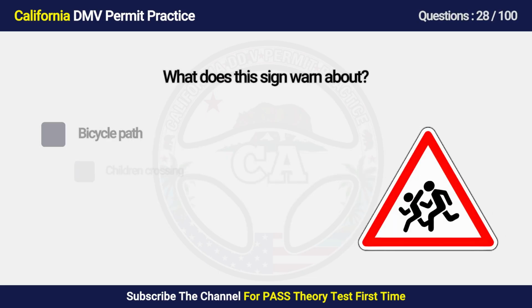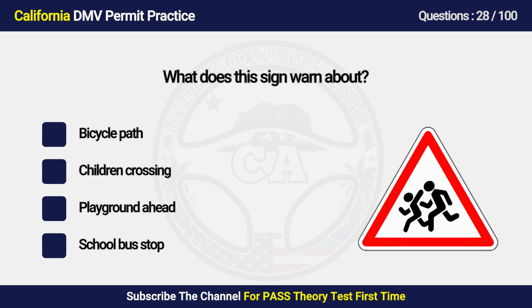Question 28. What does this sign warn about? A. Bicycle path. B. Children crossing. C. Playground ahead. D. School bus stop.